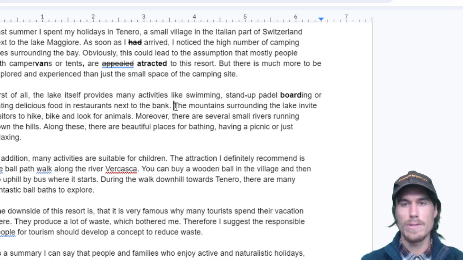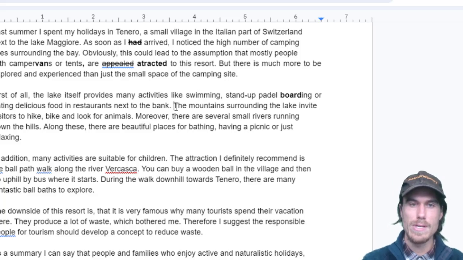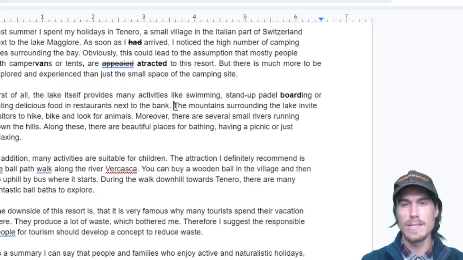The mountains surrounding the lake invite visitors to hike, bike, and look for animals. Okay. Nice. Hike, bike, and look for animals. Good. Moreover, there are several small rivers running down the hills. Along these, there are beautiful places for bathing, having a picnic, or just relaxing. Yeah. It's very formal, this.